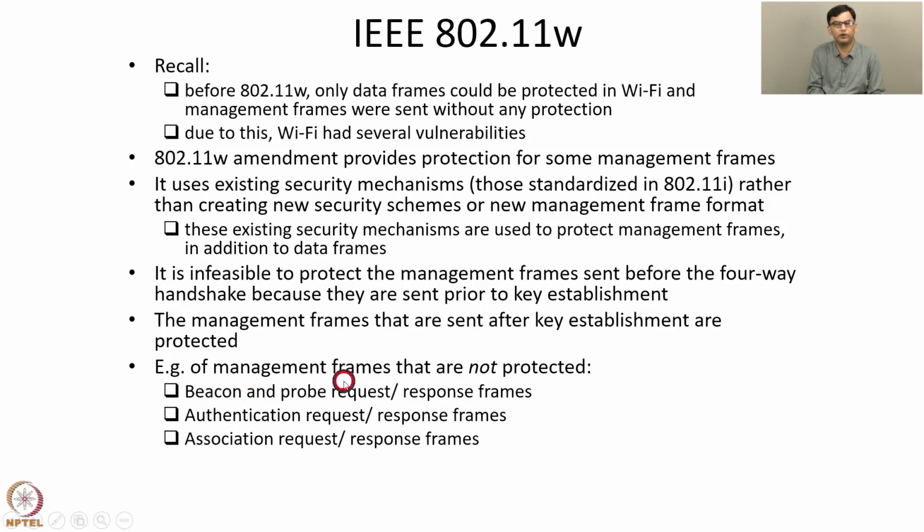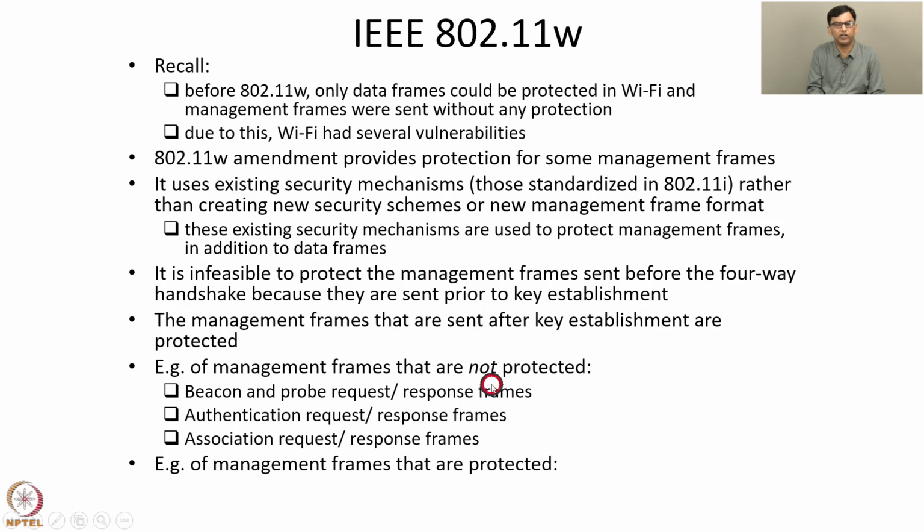Similarly, the probe request and response frames are sent before they have authenticated and associated. So hence, the probe request response frames can also not be protected. Then authentication request and response frames and association request and response frames. These are also exchanged before the four-way handshake. So at that point, the client and access point don't have any secret keys. Hence, these frames are also not protected.